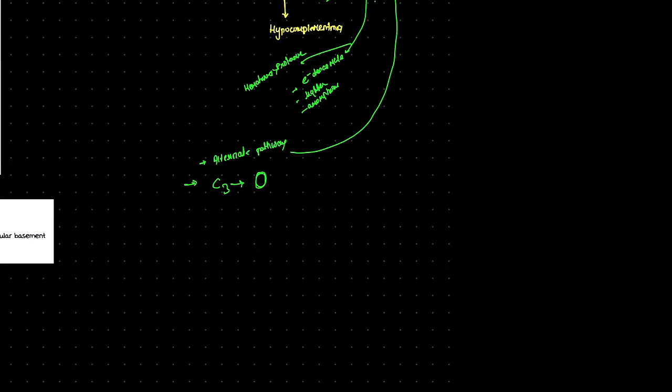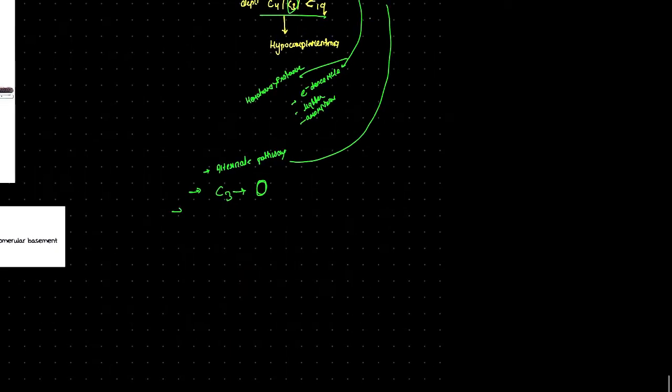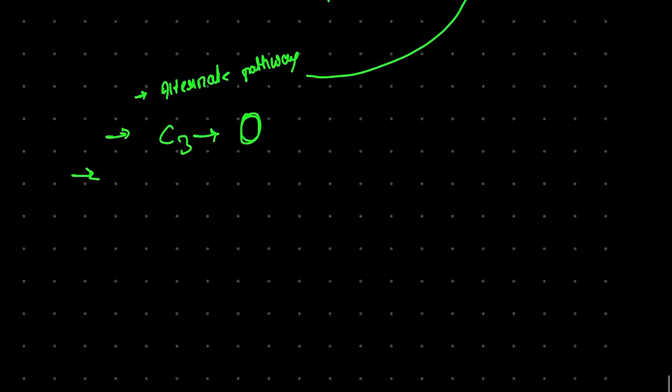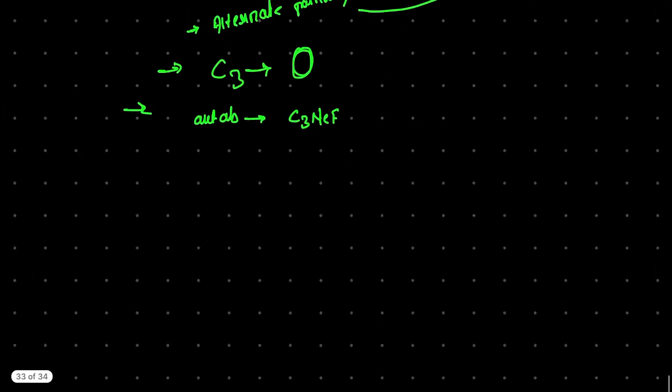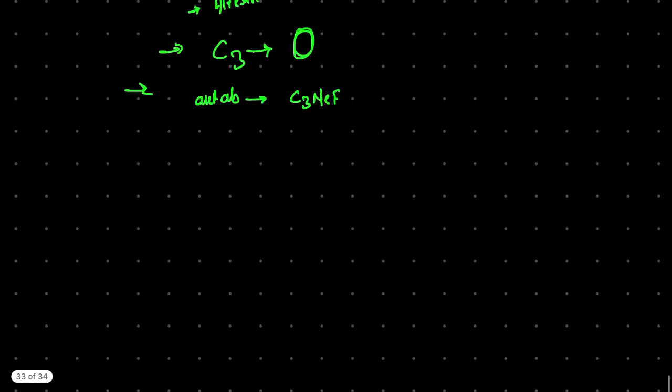Now one important thing that we need to know here is the presence of an autoantibody. The name of this autoantibody is C3NeF. What is this C3NeF? It is C3 nephritic factor. Now what does this C3 nephritic factor do? Before getting into this, we know that there is C3 convertase.